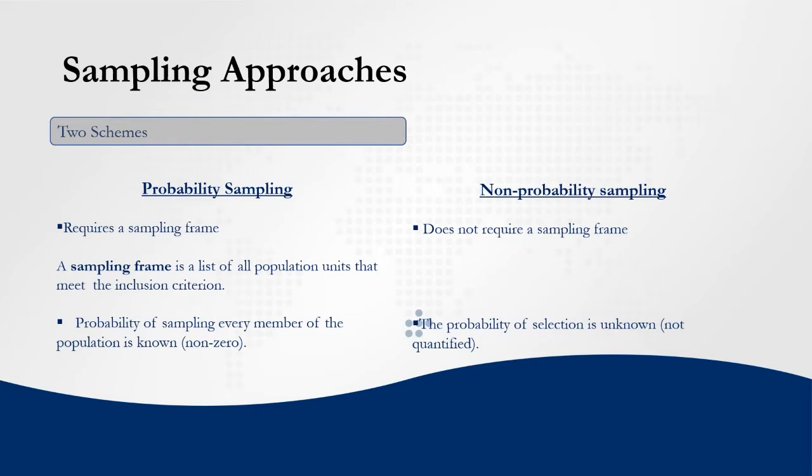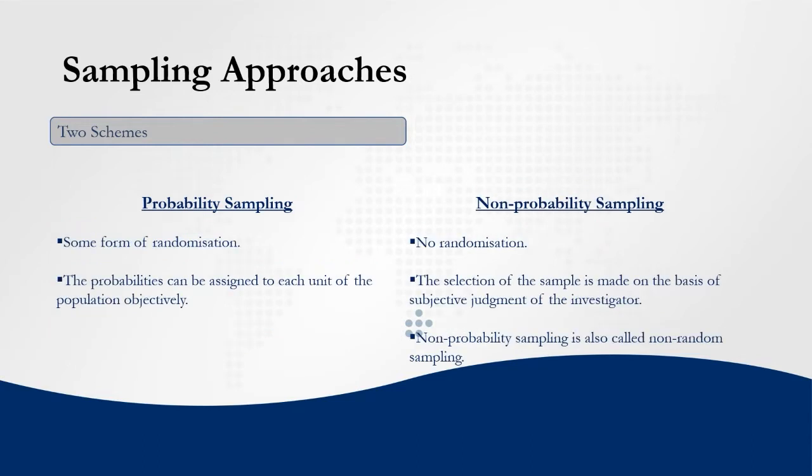A non-probability scheme doesn't require a sampling frame, and the probability of selection is unknown, so it cannot be quantified. Those are the clear distinctions. First, you must ask yourself: do I have a frame? Is there a frame available, or can I create one? Once you arrive at a point where you know you're not going to have access to a frame and you cannot create it, then your option is a non-probability sampling scheme.